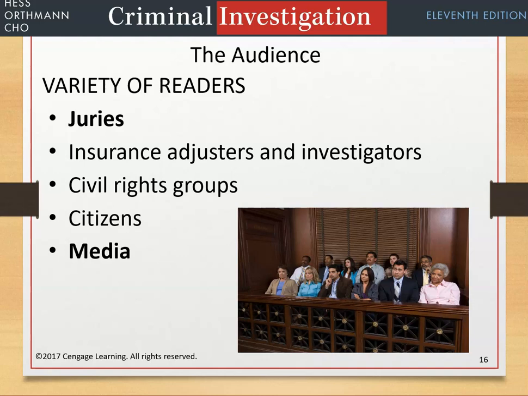And what you write, the jury is going to judge you based on what you write. They just are. The same with the media. What if a portion of your report got in the hands of the media? So I want you to consider this, because it really is an important thing.